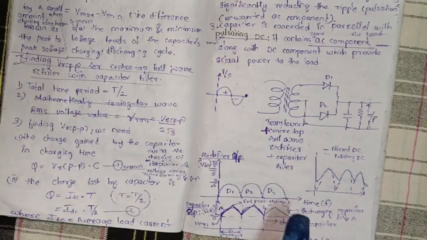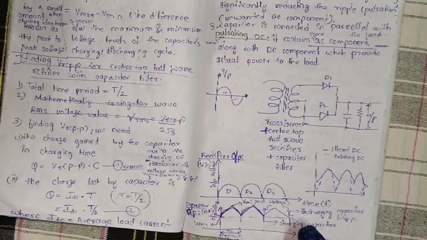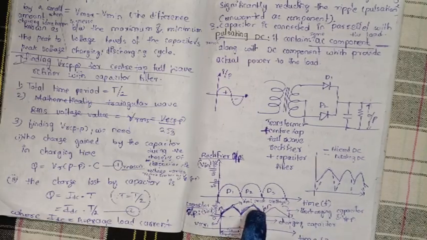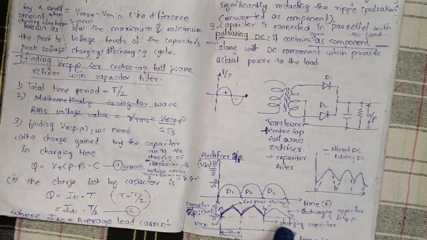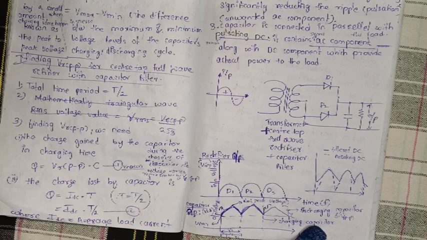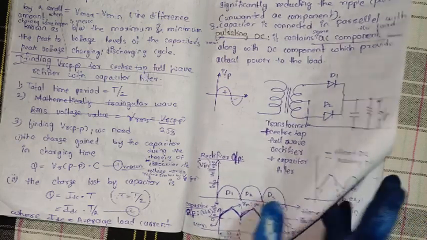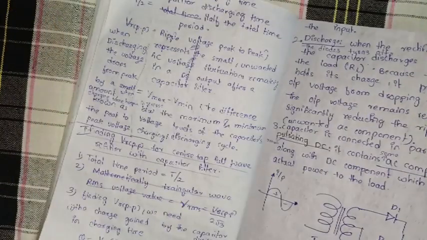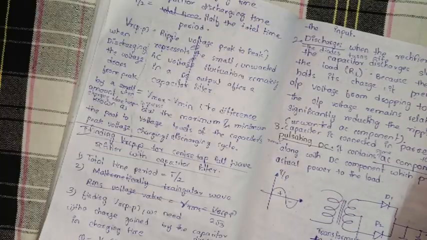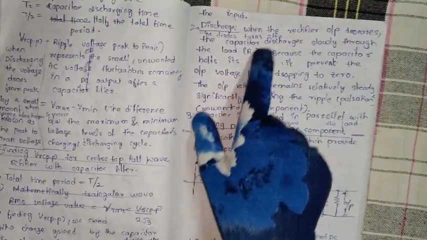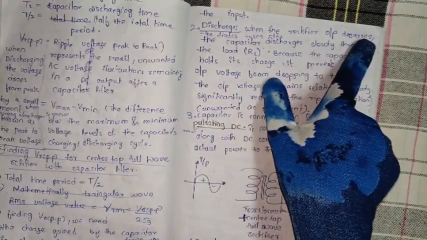Here I have shown the capacitor voltage, the area, charging capacitor. This is called charging of the capacitor. Okay, then we will see discharging. Discharging means when the rectifier output decreases.